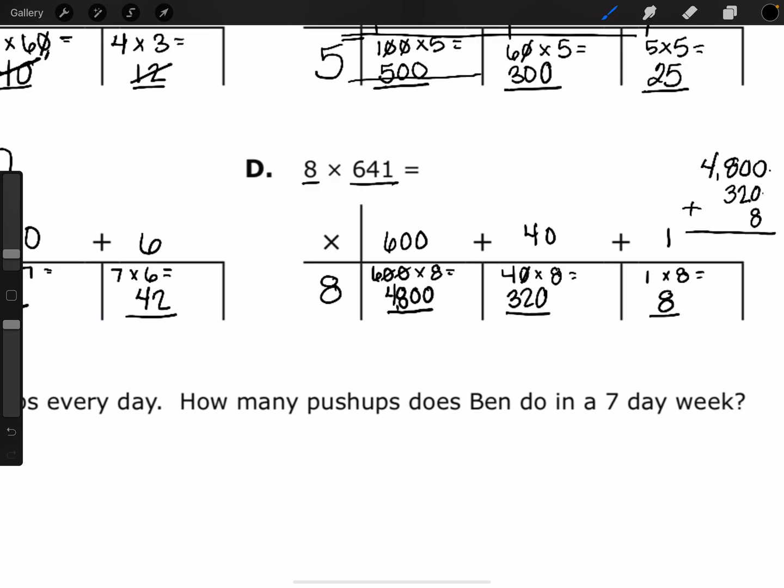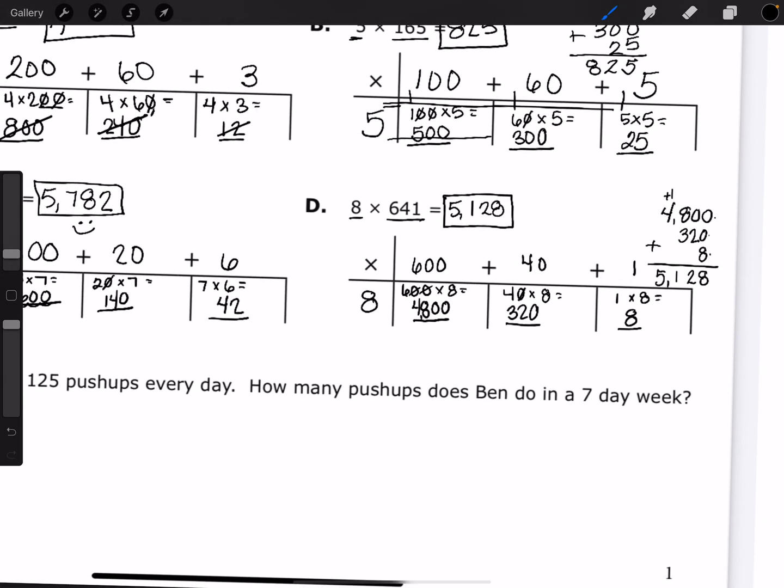Let's go ahead and add those. 0 plus 0 plus 8 is 8. 0 plus 2 is 2. 8 plus 3, let's see, 8, 9, 10, 11. We have the 1 down here. Bring up the 1, and that is a 5. So the full product, because we've added the partial products together, for 8 times 641 is 5,128. Put a big, nice rectangle around there because we finished that problem.